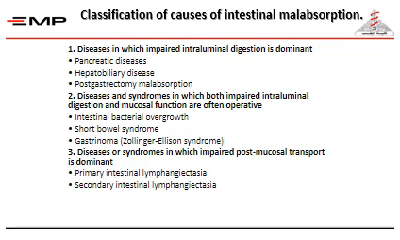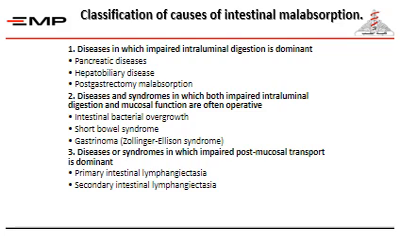So we can classify causes of intestinal malabsorption into diseases in which impaired intraluminal digestion is dominant, for example pancreatic disease, hepatobiliary disease, and post-gastrectomy malabsorption. The second is diseases and syndromes in which both impaired intraluminal digestion and mucosal function often operate, for example intestinal bacterial overgrowth, short bowel syndrome, gastrinoma, and Zollinger-Ellison syndrome. The third is diseases or syndromes in which impaired postmucosal transport is dominant, like primary intestinal lymphangiectasia or secondary intestinal lymphangiectasia.